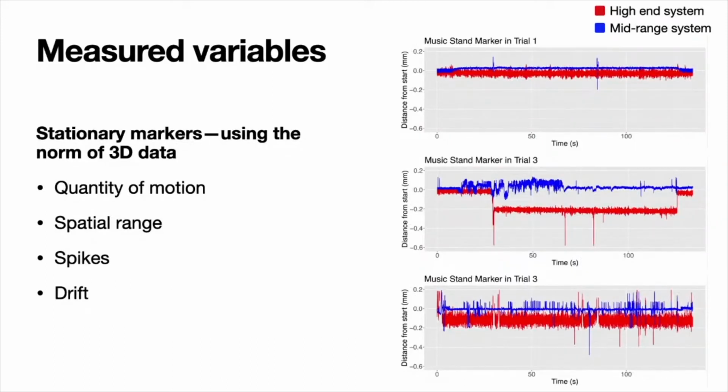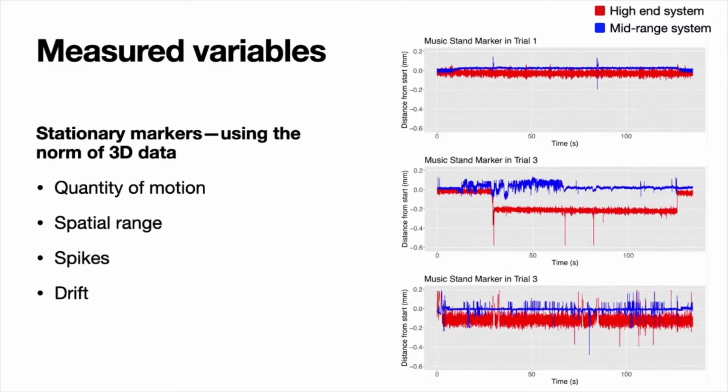So here at the right, you see some examples of trajectories of stationary markers. The position values here are given in terms of the marker's distance from its starting position. This is done so that we can see the position values for the two systems together on the same axes.